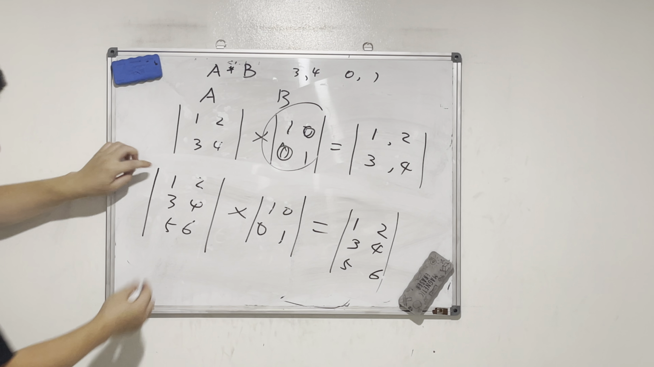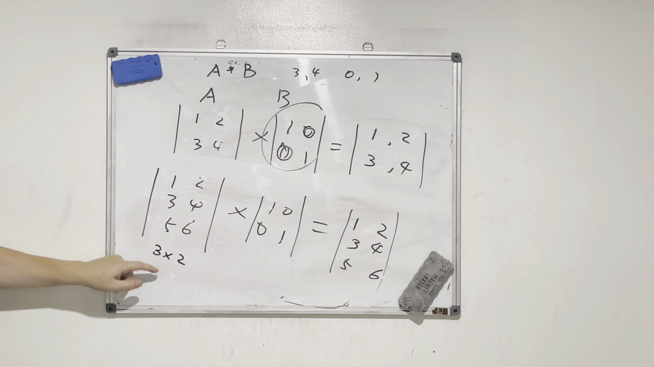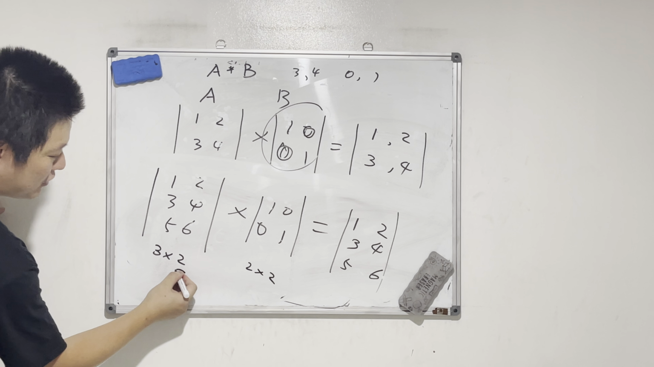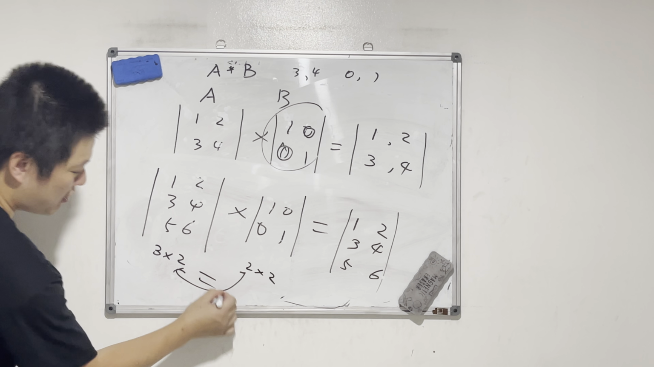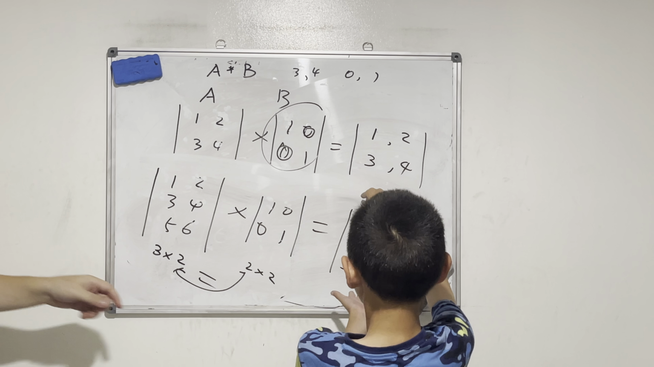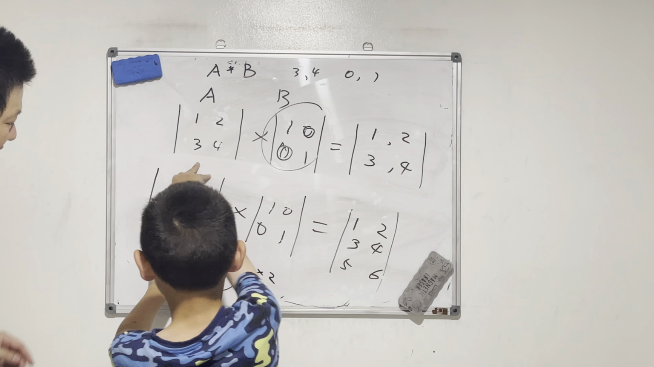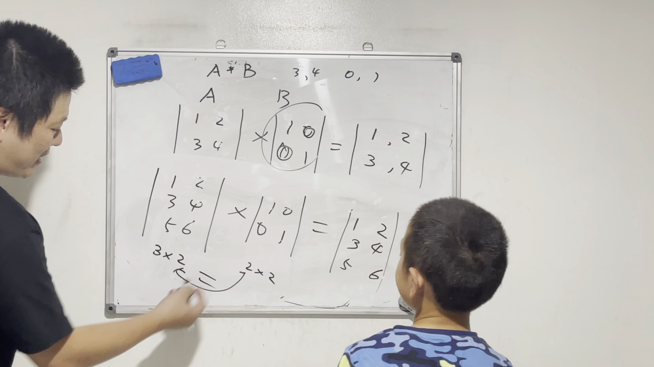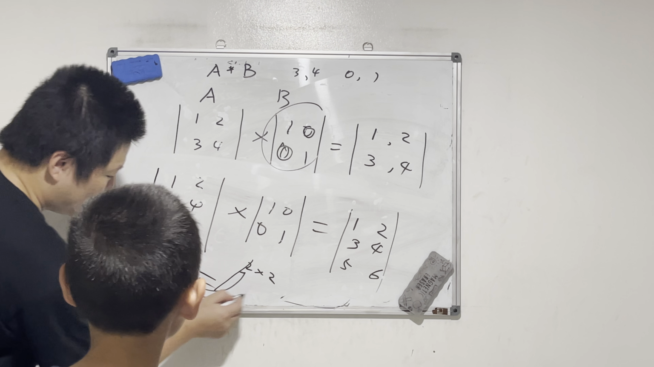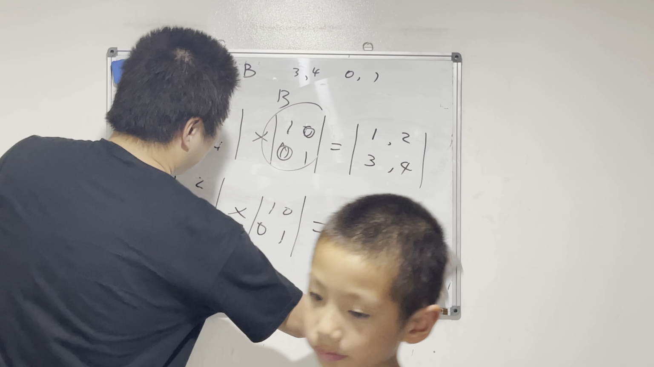So look, this is a matrix of what? 3 rows times 2 columns, right? And this is the identity matrix of 2 times 2. This needs to be the same, right? This needs to be equal. Got it? But this will be your answer. So what's the dimension of the answer? It is 3 times 2, because these two are the same, and the answer will be 3 rows, 2 columns. Got it?